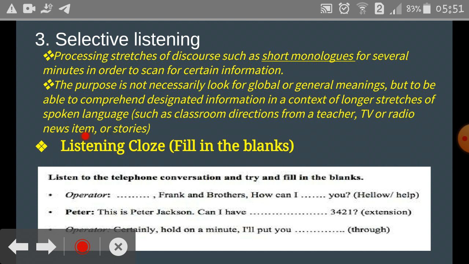Some selective listening tasks that you can use is listening cloze. For example, fill in the blank. I believe you are familiar with this. This is the example. Listen to the telephone conversation and try and fill in the blank. So the student will listen to the full audio, and then the student has to complete the missing blank here.